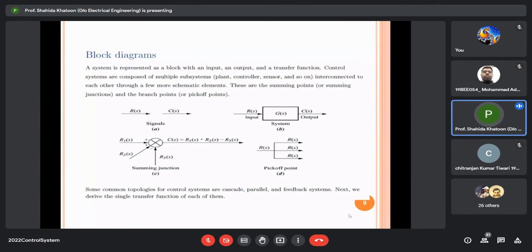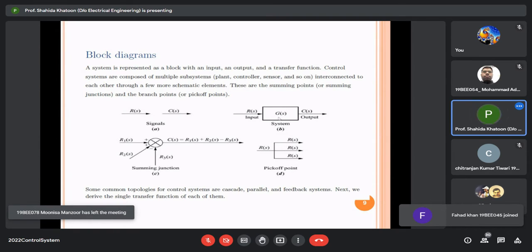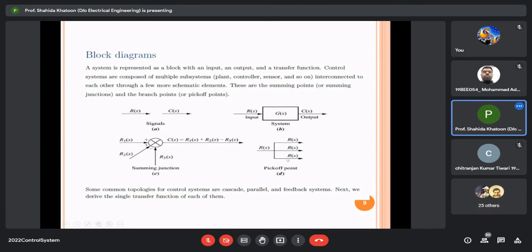Start the block diagram algebra. A system is represented as a block with an input and output and a transfer function. So this is the input, this is the output, and this is the transfer function. Control systems are composed of multiple systems such as plant, controller, sensors, and so on, interconnected to each other through a few more schematic elements. These are summing points or summing junctions like this. This is the summing junction, and the branch points or pick-off points. So this is pick-off point or take-off points.